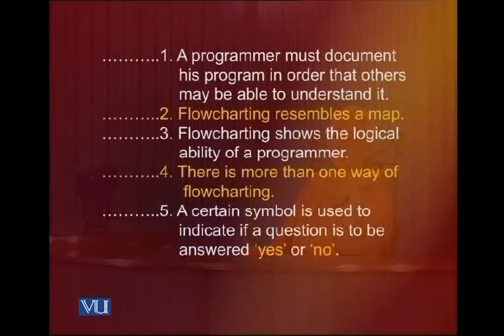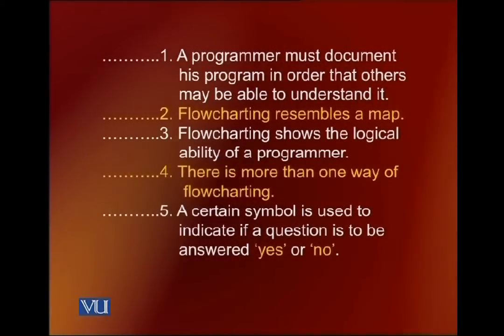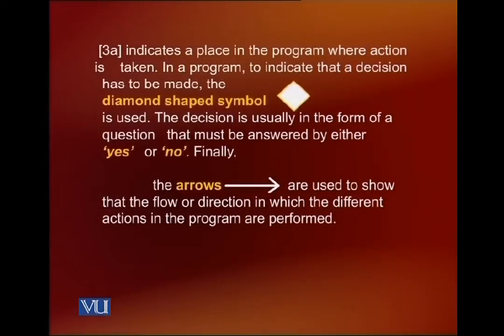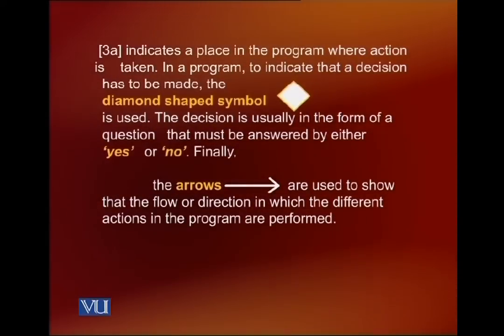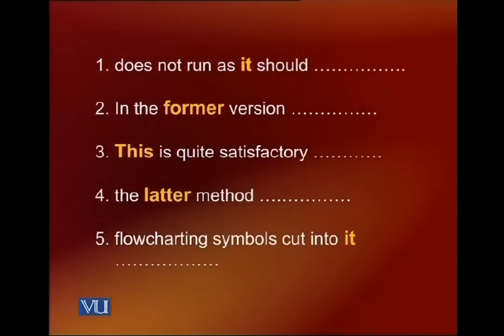Number 5. A certain symbol is used to indicate if a question is to be answered yes or no. And this information you will find in paragraph 3. Have you located it? Now let's look at an exercise in which you find out what the words in bold type refer to. It's a contextual reference exercise. Number 1. Look in paragraph 1 for the phrase "does not run as it should."